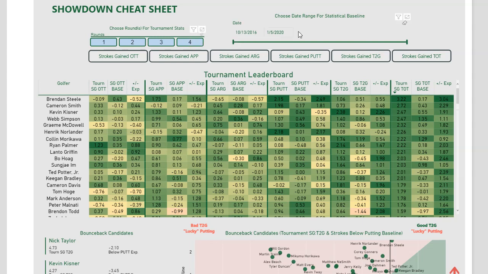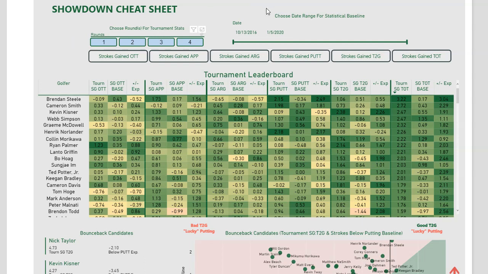And then this date slider here is the date range for what your statistical baseline is. I don't know if you noticed, while I was hovering over the names, it was telling you how many measured rounds we have on these golfers. Brendan Steele, 187 measured rounds. Cam Smith, 189. Kisner, 208. That's how many rounds we have in the database for those guys, measured rounds using ShotLink data.